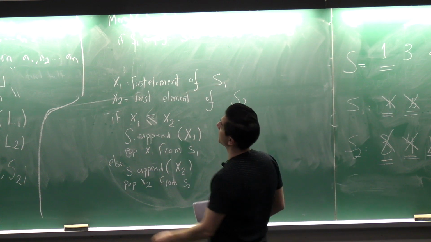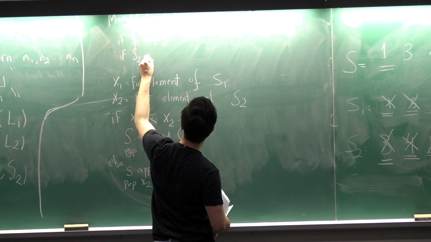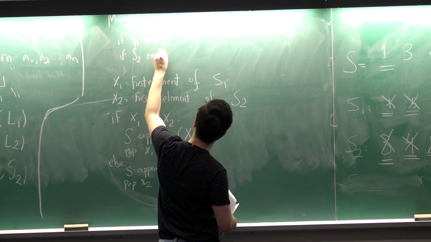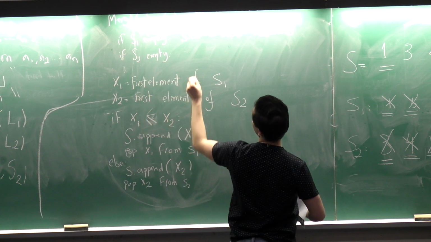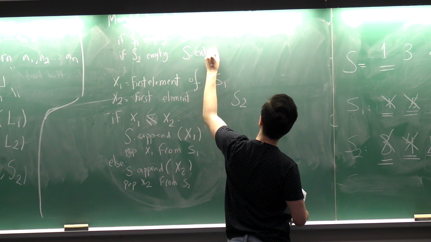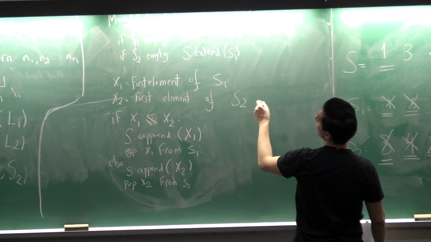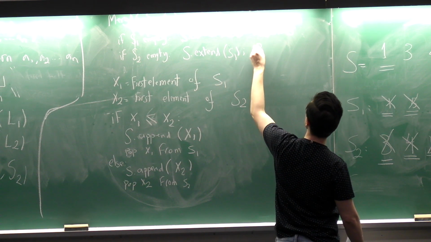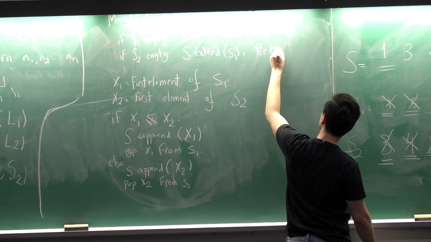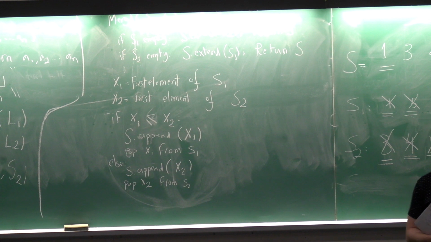Right? But if S2 was empty, we do the same thing. If S2 is empty, then we extend S with S1. And what do we do after that? We return S. Is this clear? Questions?